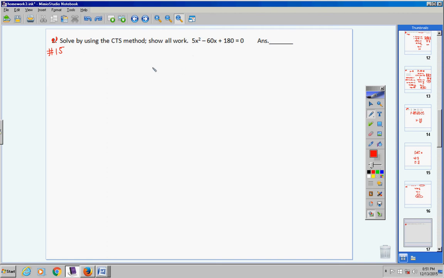Now we're going to use the completing the square method. So here we go. Step 1 is to move all of the x squared and the x terms to one side, and all the constant terms to the other side. So I'm going to leave my x squared and my x terms here and bring the 180 over and make it negative. Does everybody understand step 1? Step 1 is to move all of your x squared and your x terms to one side and your constant terms to the other side.